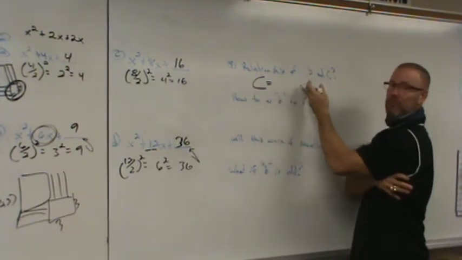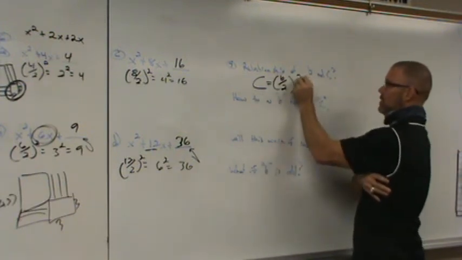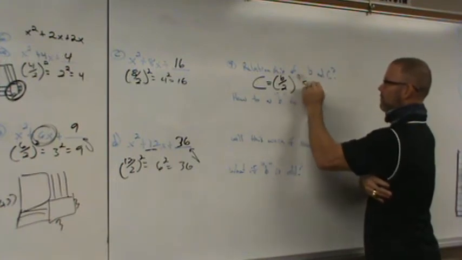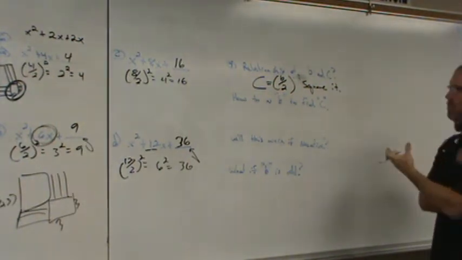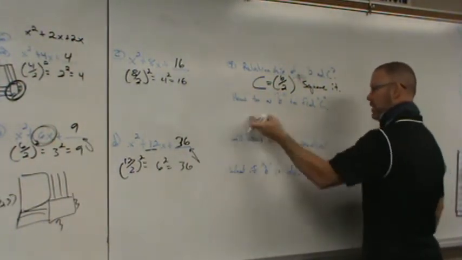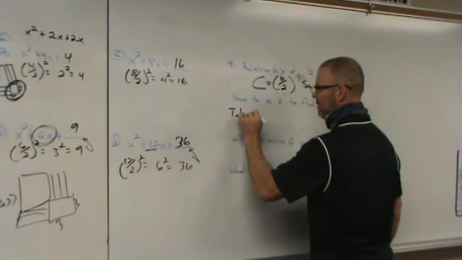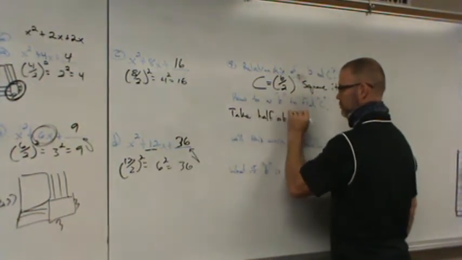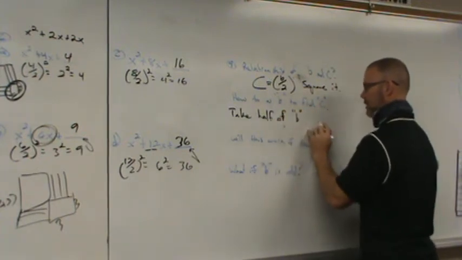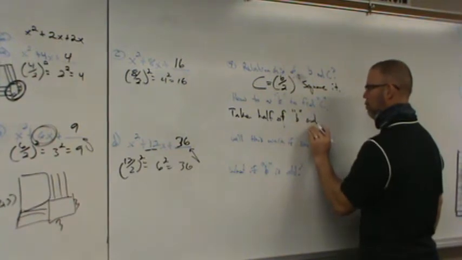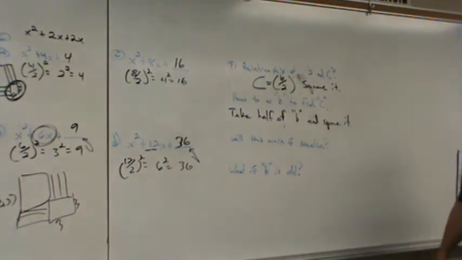We take half of B. So in order to find C, we take half of B and then we square that. Okay? Or square it. C is equivalent to half of B squared. So this is what we need to write. We need to take this and write it in a sentence. Right? We take half of "B" and square it. That's how we find C.